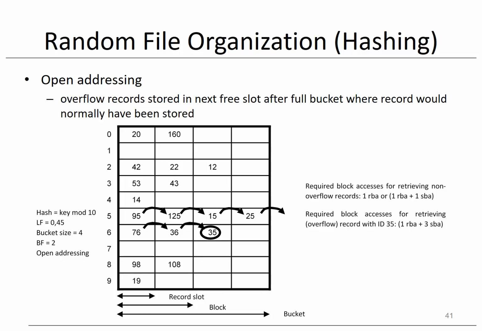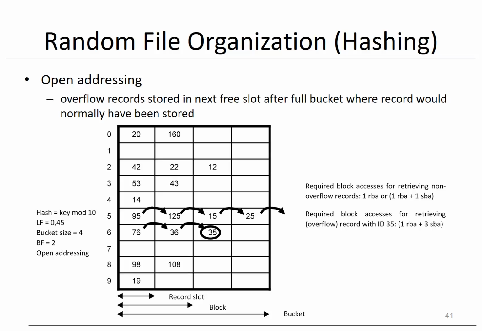With open addressing, overflow records are stored in the primary area, more particularly in the next free slot after the full bucket where the record would normally have been stored according to the key to address transformation. A mod 10 key to address transformation is used, yielding 10 possible bucket addresses.